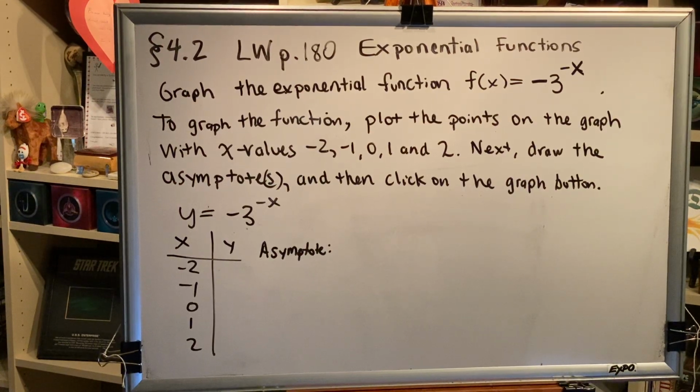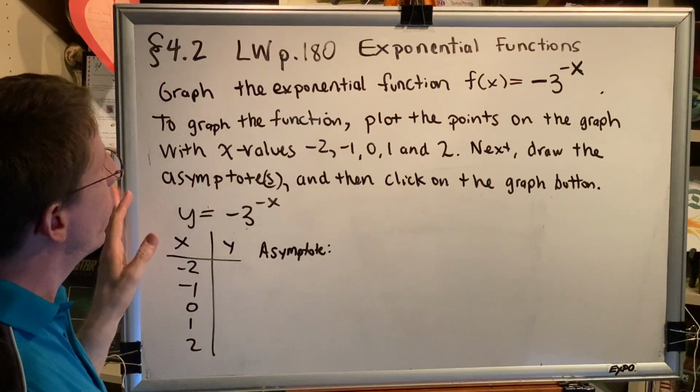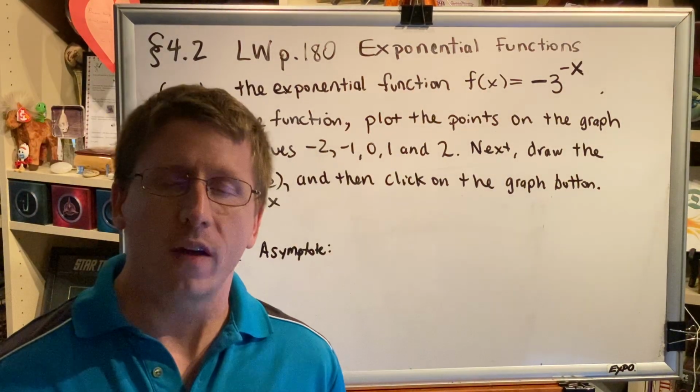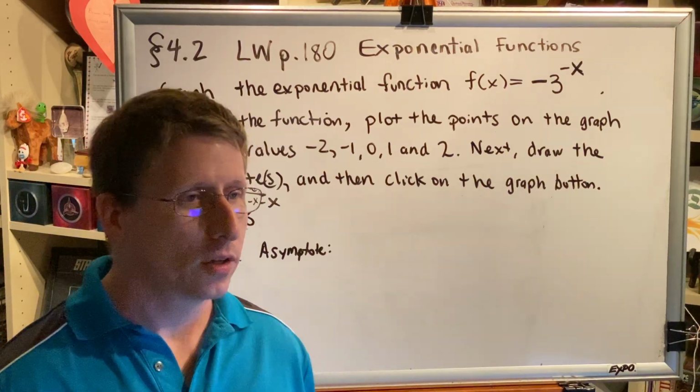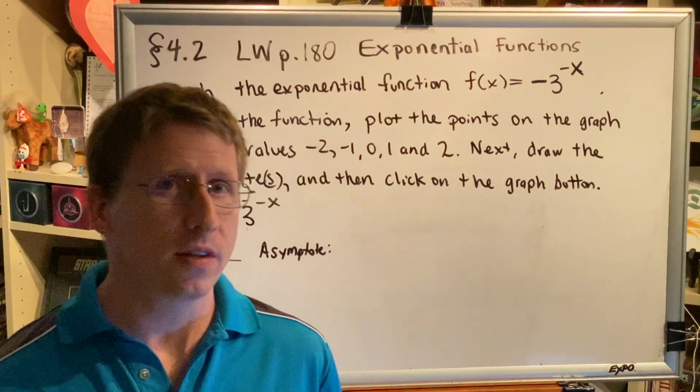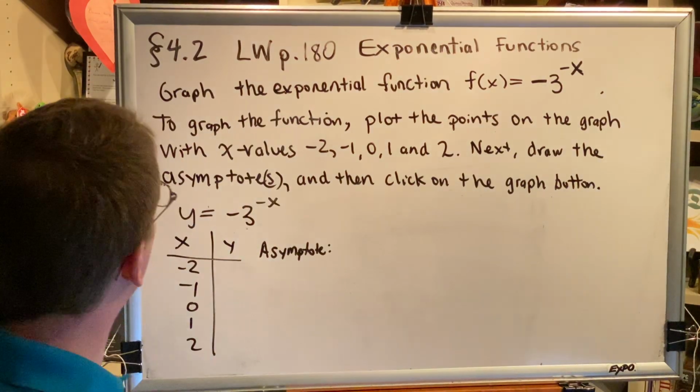We now finished learning workbook page 180. Let's do one more problem of this type where we are plotting points, drawing the asymptote, and then clicking the button that connects the points together for us. Because we've already done two problems of this type, I'm going to move more quickly through this third one.